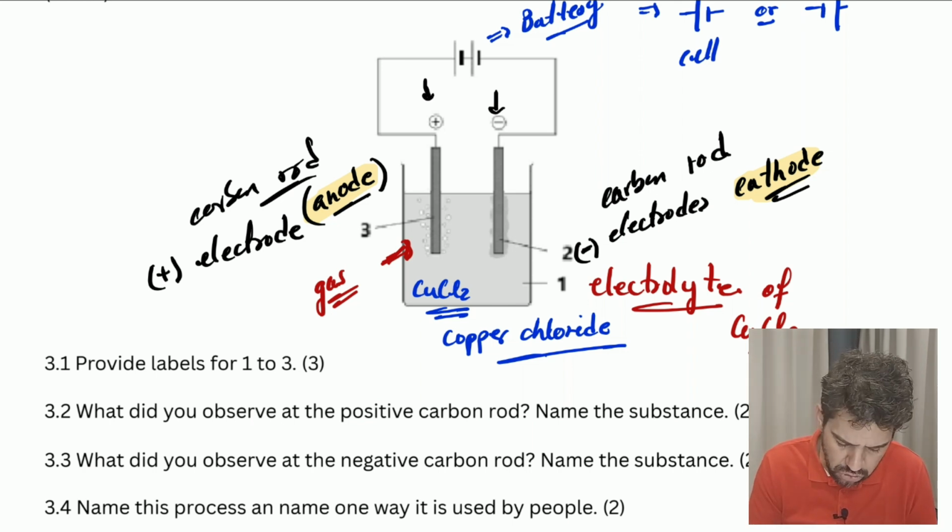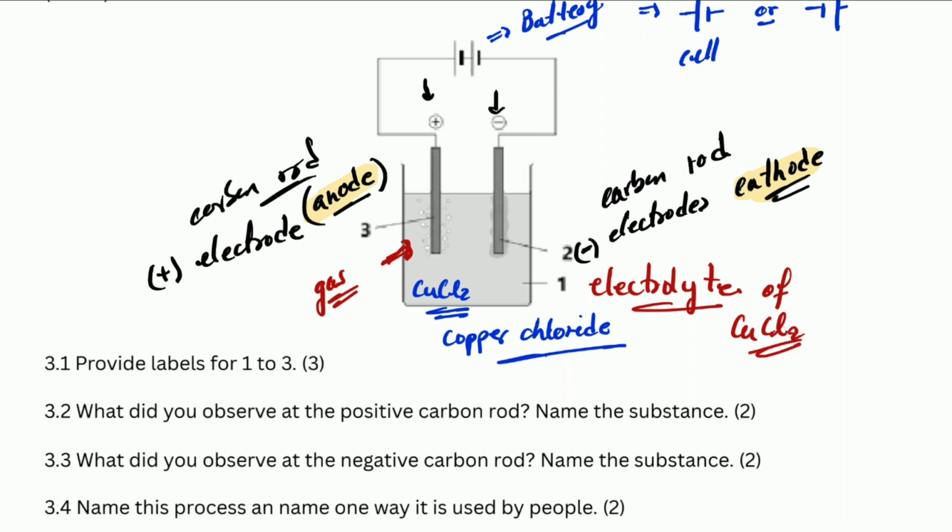All right, so what did you observe at the positive carbon rod? Name the substance. That one is a gas being released. So that is a gas, and the name is chlorine. You will observe a gas. How do you know it's a gas? Because you will see bubbles. You will be able to see bubbles there. So that's why you know it's a gas. You can see it there on the left side.